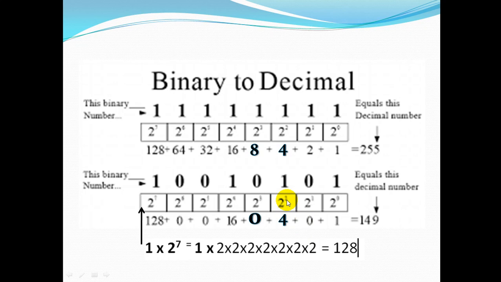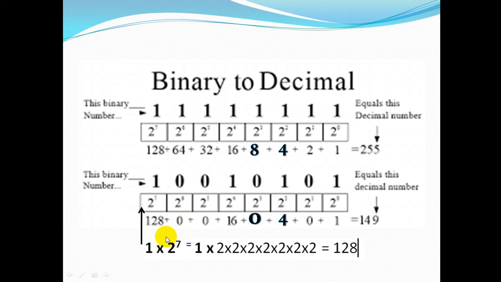Now 2 raised to power 2 here is 4. 4 times 1 will give you 4. Now look here, 2 raised to power 3 is supposed to be 8, but you have 0 here. 0 times 8, anything times 0 is 0, so you have a 0 here. Then 2 raised to power 4 is 16. 16 times 1 is 16. Then 2 raised to power 5 is 32. 32 times 0 is 0, and so on and so forth.